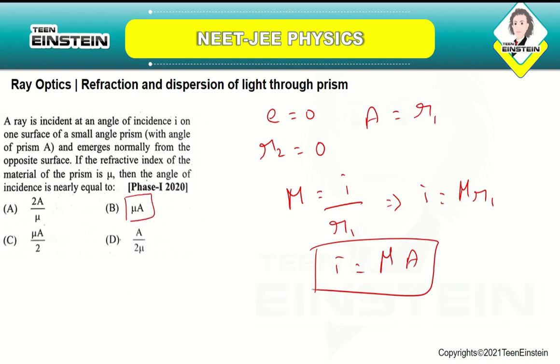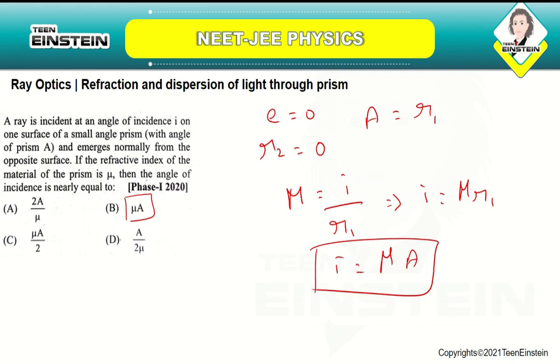Okay, so here they are saying that it is a very small angle prism with an angle of prism as A and the ray emerges normally on the opposite surface. So R2 will be 0 and E will be 0. So A will be equal to R1, the angle of prism will be equal to R1, and the refractive index is the ratio of the angle of incidence to the angle of refraction. So it is I by R1, I is equal to mu R1, and we already know R1 is equal to A.